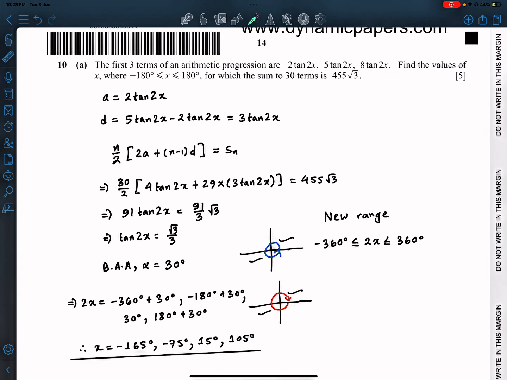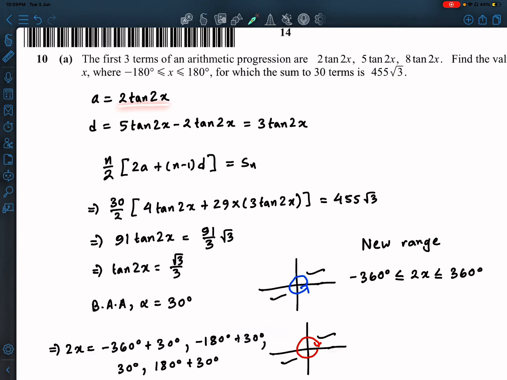Question number 10. The first three terms of an arithmetic progression are 2 tan of twice x, 5 tan of twice x, and 8 tan of twice x. Find the values of x, where x is greater than or equal to negative 180 and less than or equal to 180, for which the sum of 30 terms is 455 root 3.